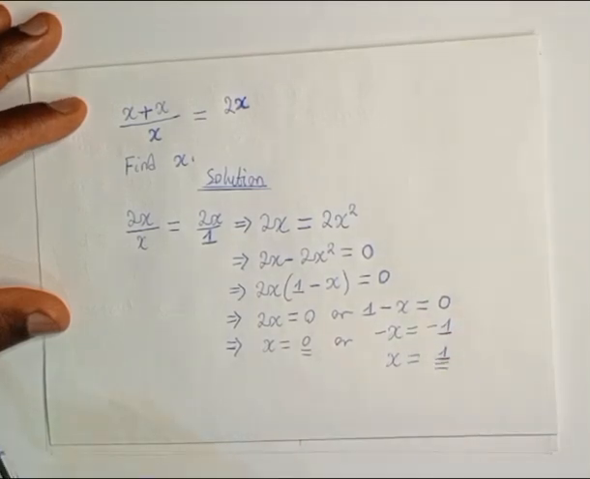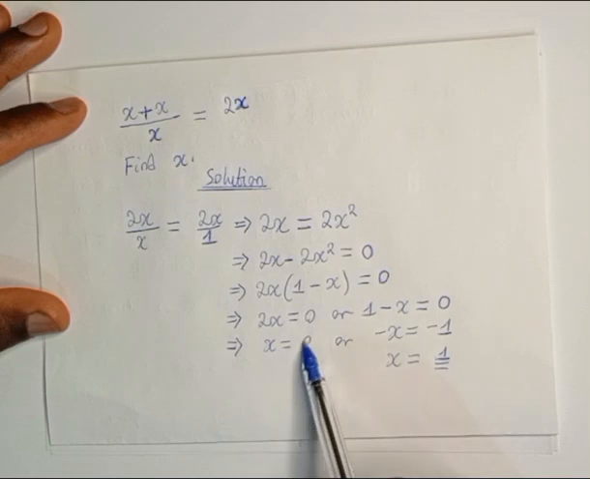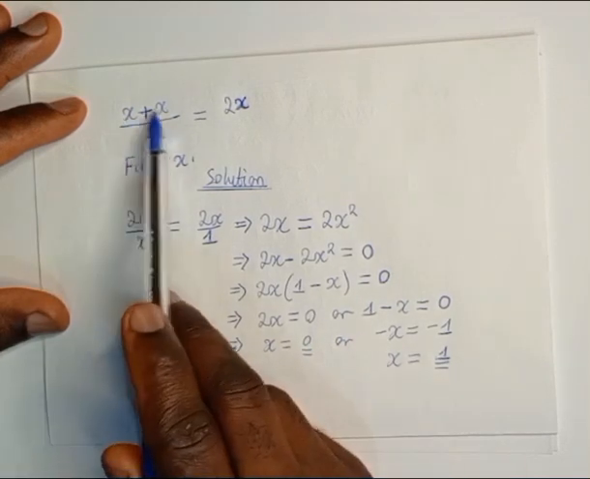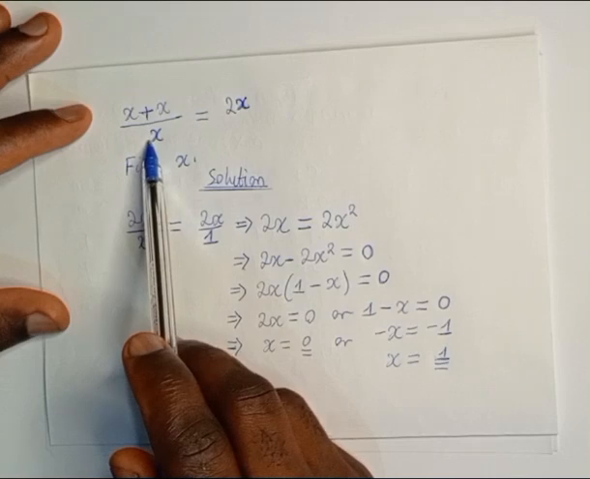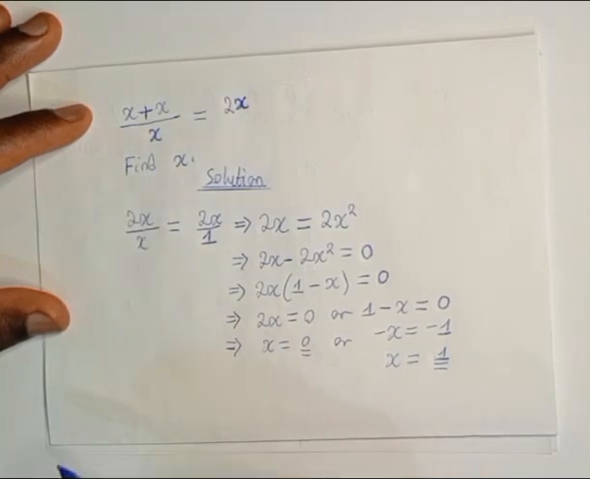Let's verify the solutions. If we take the first one, x equal to 0, 0 plus 0 gives us 0. 0 divided by 0 is undefined. Therefore, x equal to 0 cannot be used as one of the solutions.